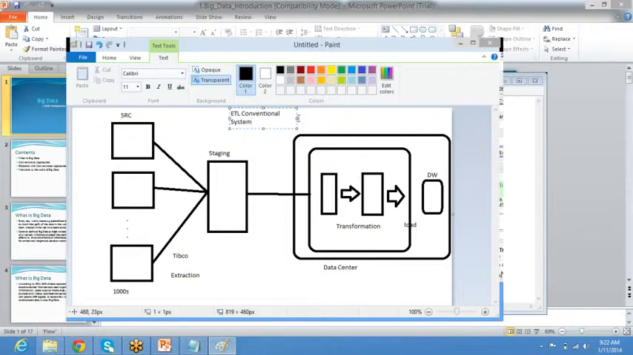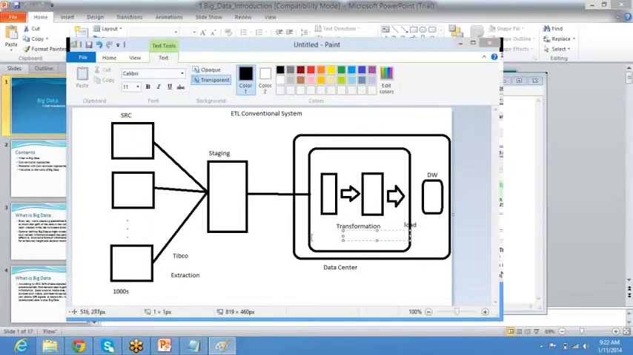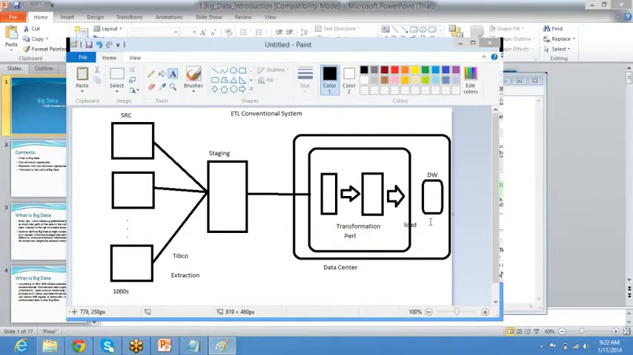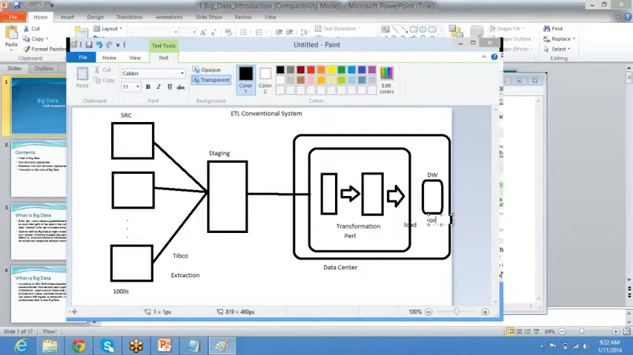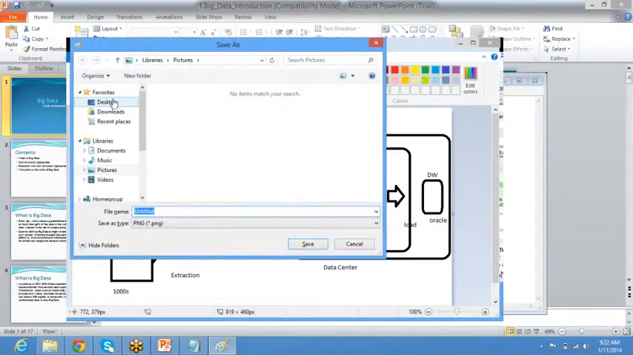For our big data setup, almost all the components will be changed. All the components will be different. Even for the extraction we won't use TIBCO. For transformation we won't use, let me write, suppose this is the Perl. DW, I should write. If you want, I can share this figure with you.